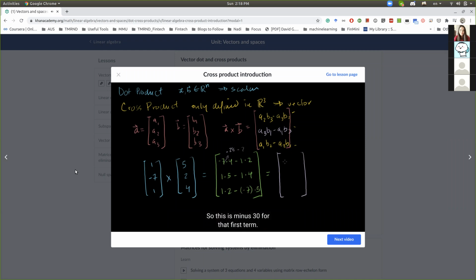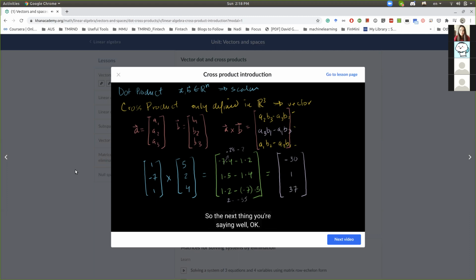So this is minus 30 for that first term. This one is 5 minus 4. Sorry, 5 minus 4 is just 1. And then 2, let's see, minus 35. So 2 minus 35, that's minus 33... that's 37. So there you go. Hopefully you understand at least the mechanics of the cross product.